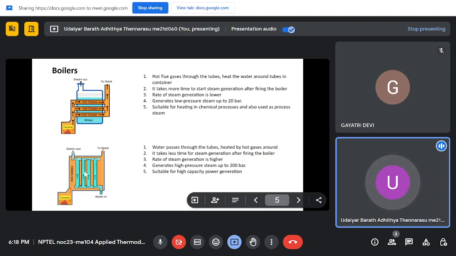In case of a water tube boiler, water passes through the tubes, so it will be heated by hot gases around, and it takes less time compared to fire tube boilers, and the rate is also higher compared to what you get in fire tube boilers. So it can generate high pressure steam up to 200 bar, and this is suitable for high capacity power generation. So that's the difference between the two types of boilers.